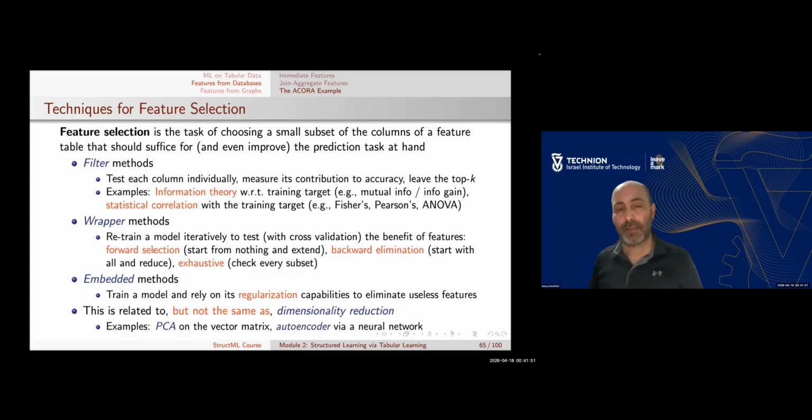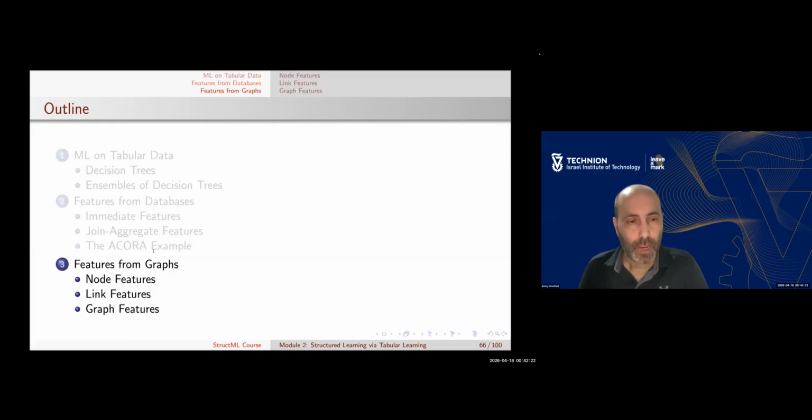Now I will say that this is related to dimensionality reduction, but it's not the same as dimensionality reduction because in dimensionality reduction you don't need to use the same features or a subset of the features that you started with. You just need a set of columns, a smaller set of a column of a smaller dimension that essentially preserves the information that you need. So we'll talk about such techniques later in the course. Okay? And that was it about features from databases. Next, we're going to talk about features from graphs.